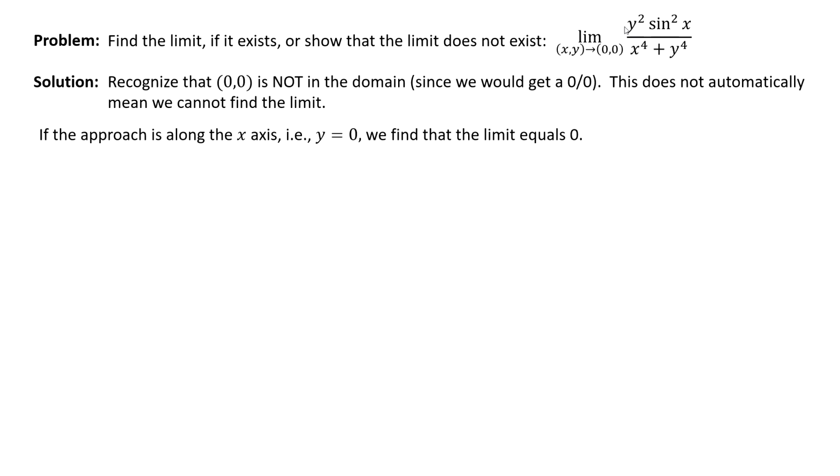So along the y-axis means x equals 0. Let's plug x equal to 0. So the top becomes 0 and the bottom becomes 0 plus y to the 4, or 0 over y to the 4. Would you agree?